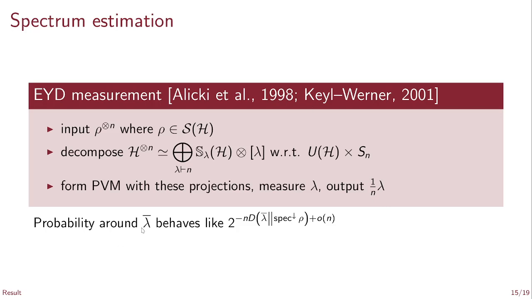What Keyl and Werner found is that these output distributions satisfy a large deviation principle, which roughly means that the probability of getting an estimate around lambda bar, so that's some point in the output space of non-increasingly ordered probability distributions, would be exponentially low, with the exponent given by the relative entropy distance of lambda bar from the ordered spectrum of rho.